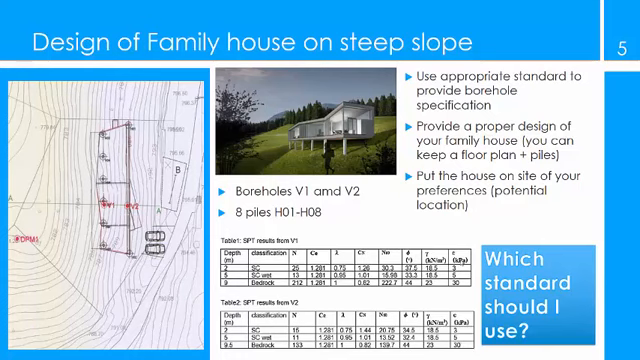So as it is mentioned here, please use the appropriate standard to provide the borehole specification. Provide a proper design of your family house. That's really up to you. What are you going to do? It's going to be your family house built from brick and concrete, or from wood and glass. Take your imagination.